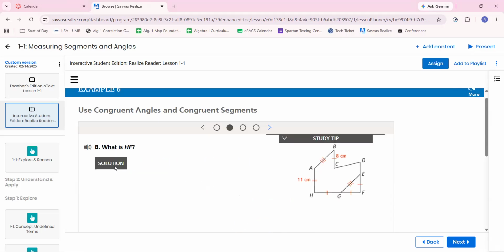Here's another one. Different, I'm asking for the length of HF. HF is down there at the bottom, and it's made up of two different segments. I'm going to add those together. Think segment addition postulate. What are the lengths of those segments? The double tick mark here and here means those two are equal, so that's 11. And the single tick mark here, here and here means those are all 8. So HF is 11 plus 8, or 19, and it'd be centimeters here.